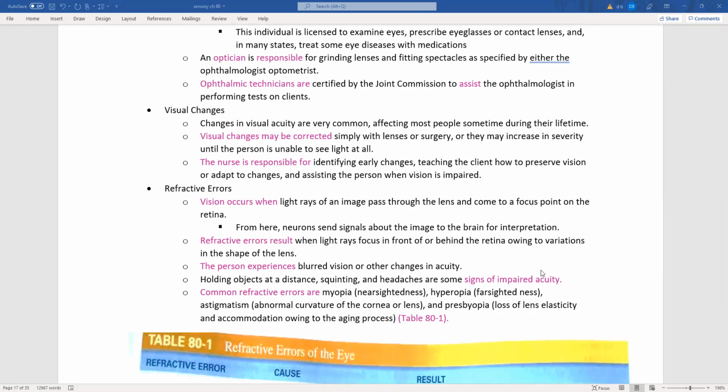Holding objects at a distance, squinting, and headaches. Those are signs of impaired acuity. That may be a select all that apply.